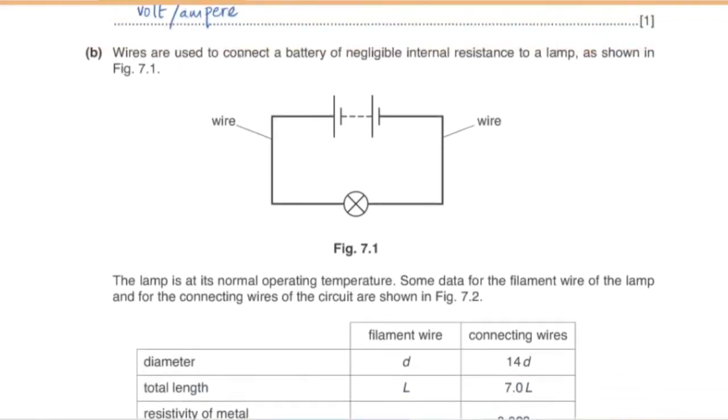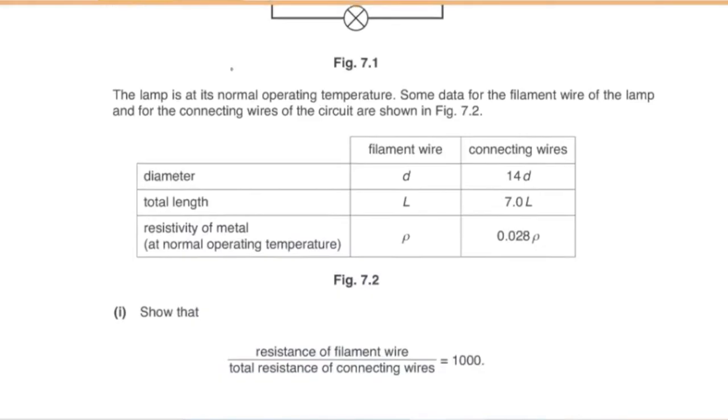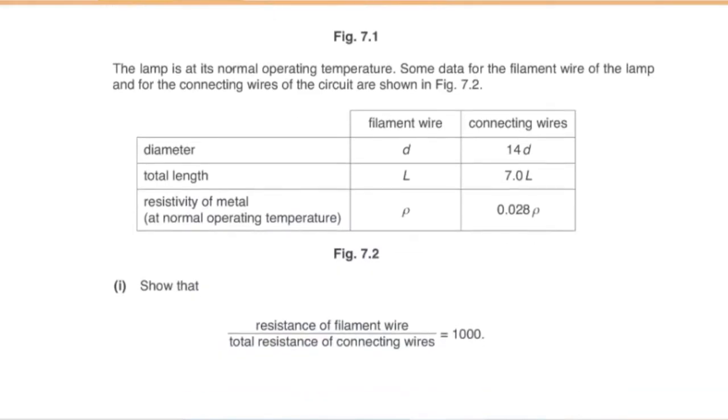Part B, wires are used to connect a battery of negligible internal resistance to a lamp as shown in figure 7.1. The lamp is at its normal operating temperature. Some data for the filament wire of the lamp and for the connecting wires of the circuit are shown in figure 7.2. Part 1 showed that the resistance of the filament wire divided by the total resistance of the connecting wires is equal to 1000.